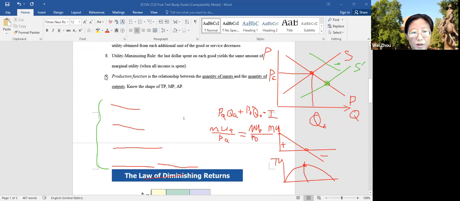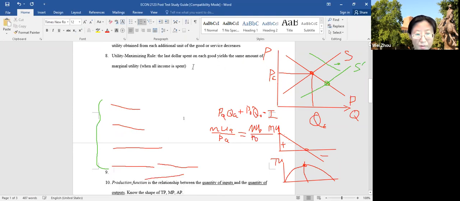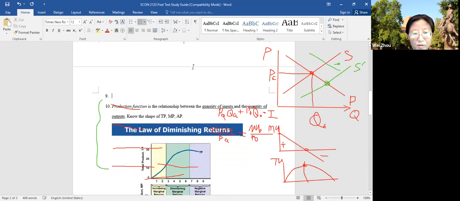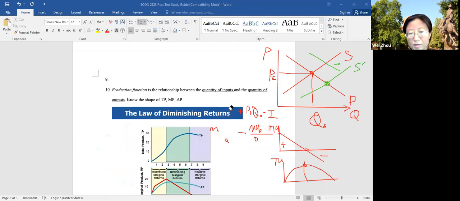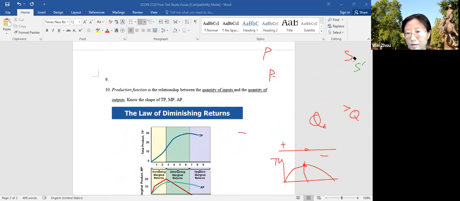Okay, let me see if I can. Okay, put it in next graph. Okay, so to make it easier, I put the production function here.